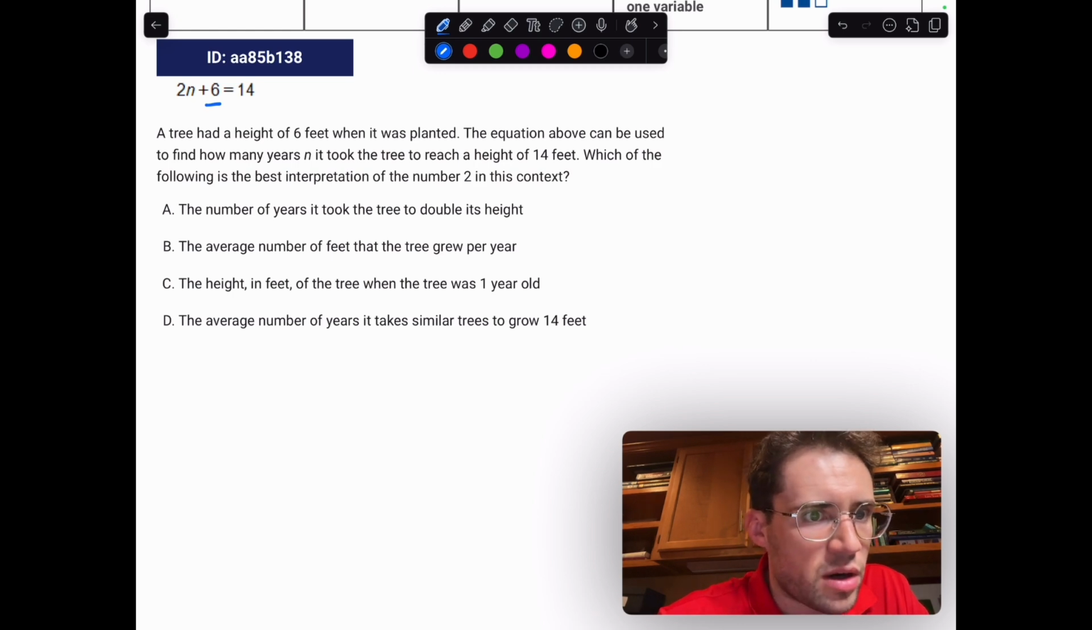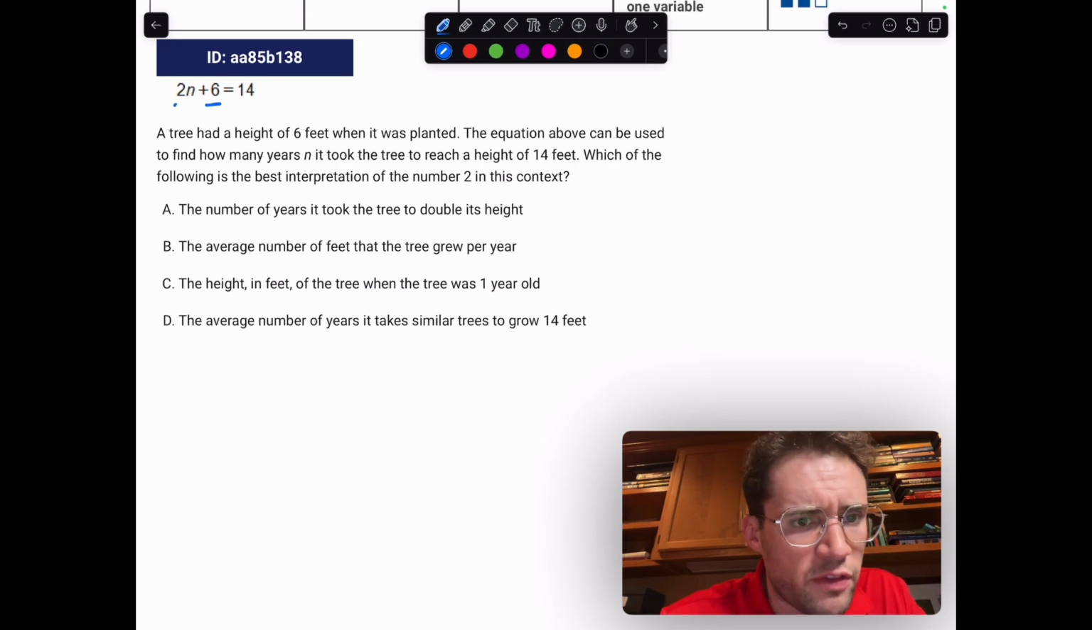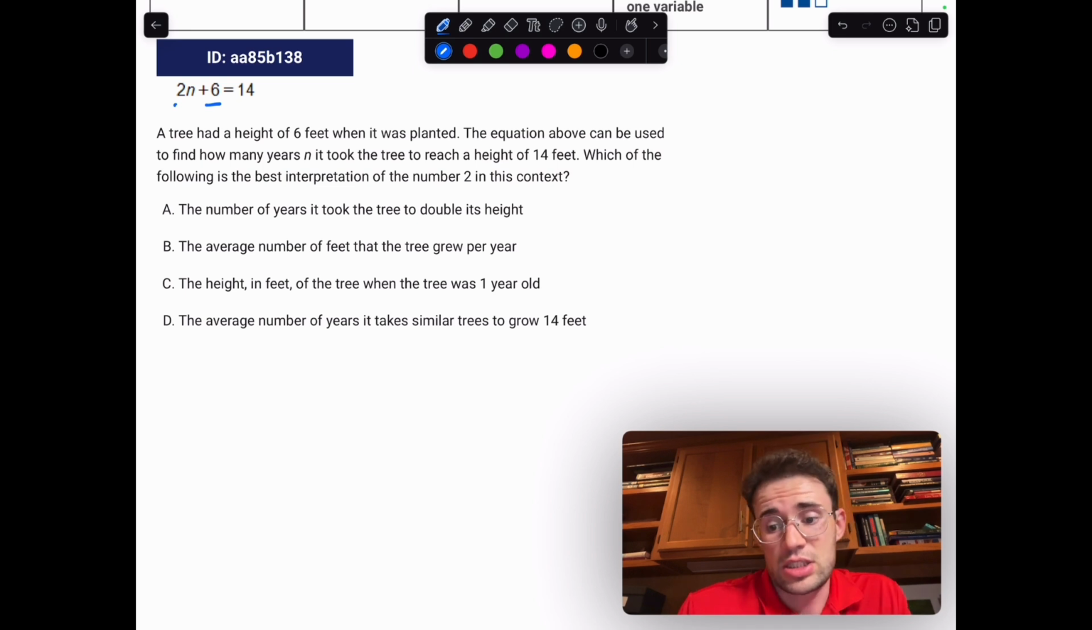Okay, n is the number of years. You're multiplying that by 2. So that means every year it's going up by 2. Right? It's like the slope. Which of the following is the best interpretation of the number 2 in this context? Again, we just said it's the slope, right? You're multiplying it by the number of years. And what is it? The height in feet. So that's how many feet it grows per year.